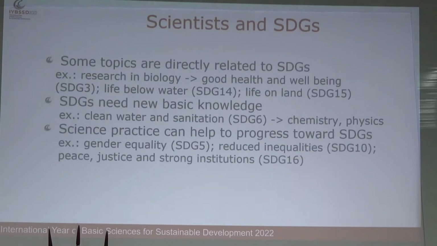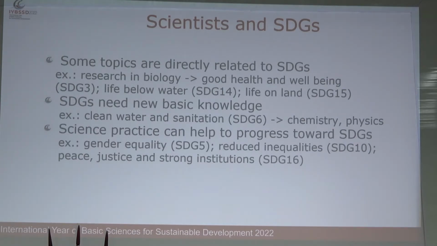Why are scientists concerned by the SDGs? The first answer, very obvious, is that some topics are directly related to SDGs. If you do research in biology, you have a good chance that your research is linked, even if it's not application oriented, to good health and well-being, SDG 3, or to SDG 14, life below water, biodiversity, and the second SDG about biodiversity, life on land, SDG 15.